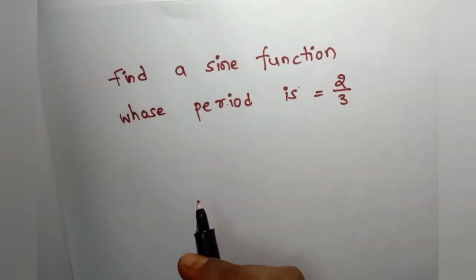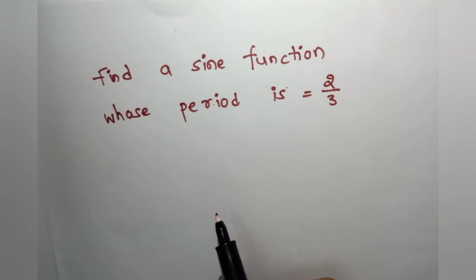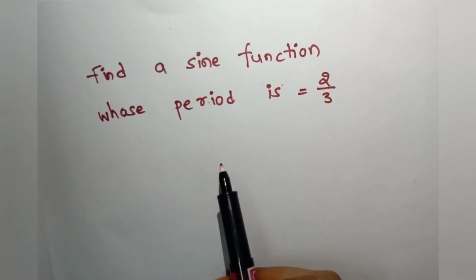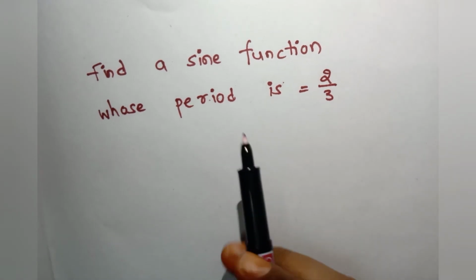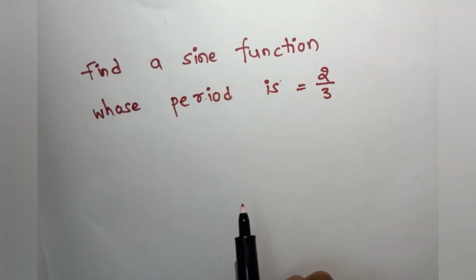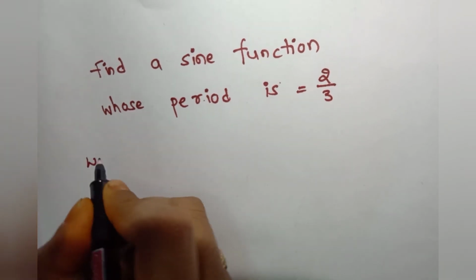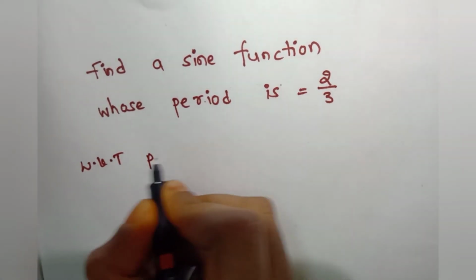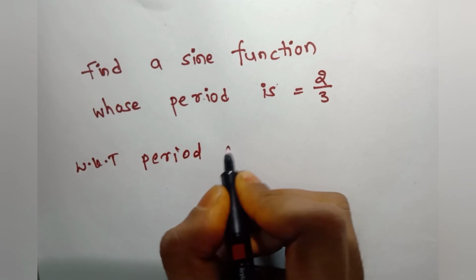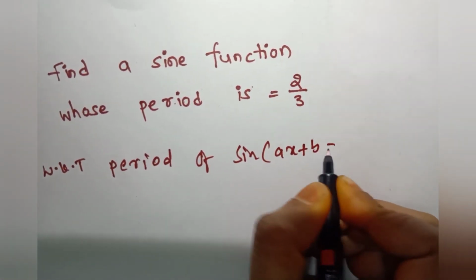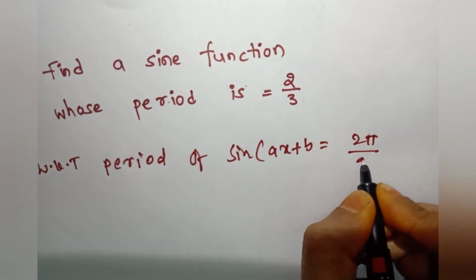This is a type 2 problem. In previous problems we saw he has given the function and we have to find the period. Here he has given the period and he is asking to find the sine function. We will see how. We know that the period of sin(ax+b) is equal to 2π/|a|.